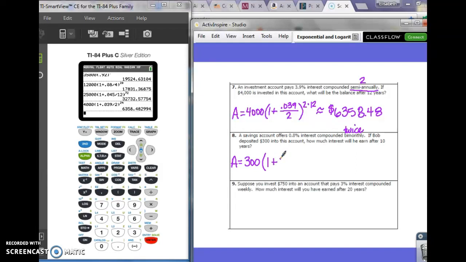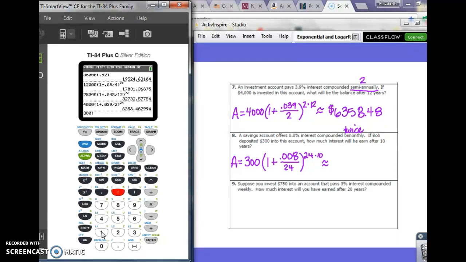Since the interest rate is 0.8%, that will be 0.008 over, now twice a month. If interest is being compounded twice a month, that means twice a month for 12 months, that's going to be 24 times in a year. That same 24 will be in my power, and if you're wanting to know 10 years, that 24 will be times 10. Okay, so again, twice a month for 12 months will be an overall 24 times that the interest is compounded.